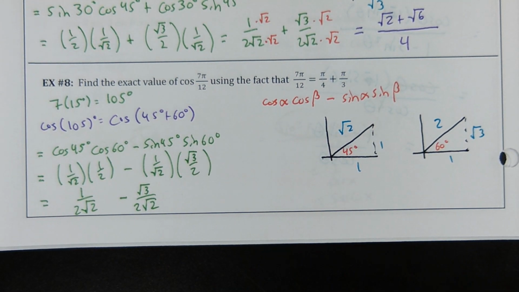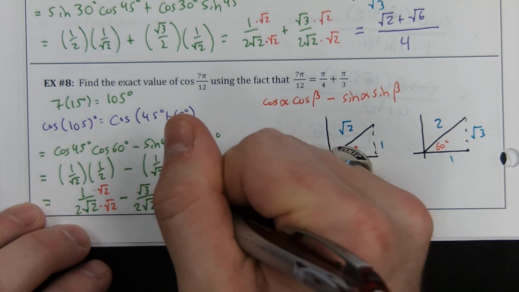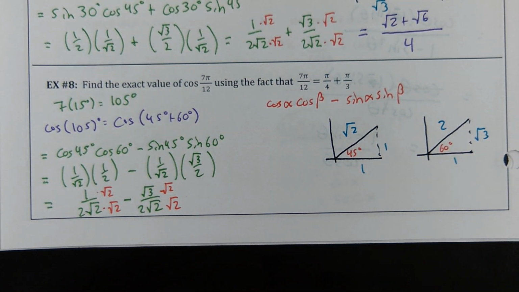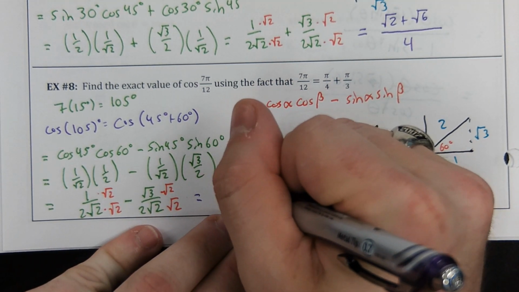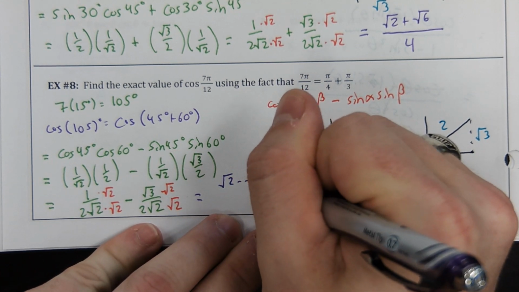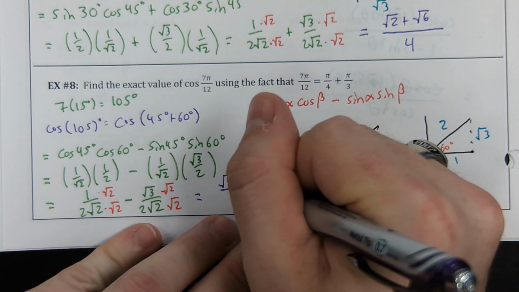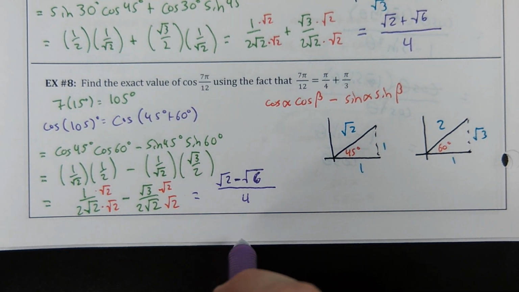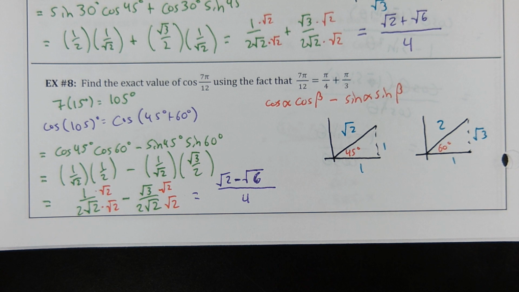So when you rationalize your denominators, multiply the top and bottom by root 2. This time you are going to get root 2 minus root 6 over 4. And root 2 is clearly smaller than root 6. This answer is negative, which makes perfect sense because 105 degrees is in quadrant 2, where cosine is negative.